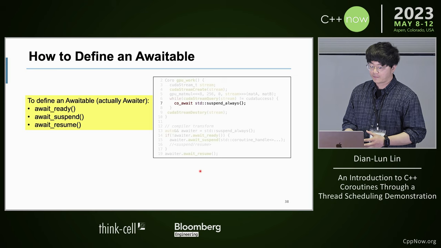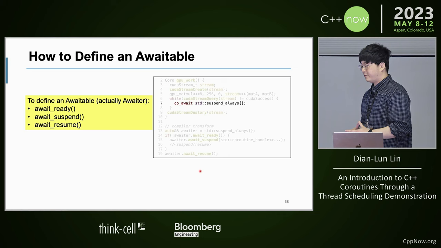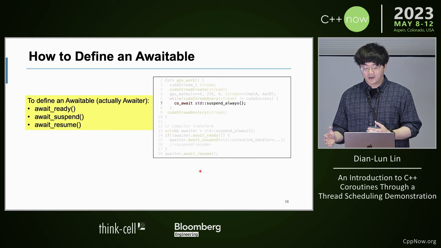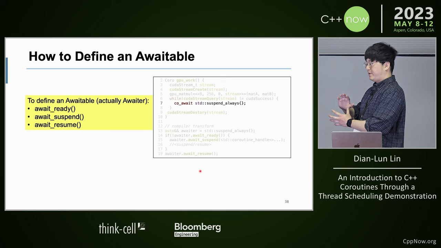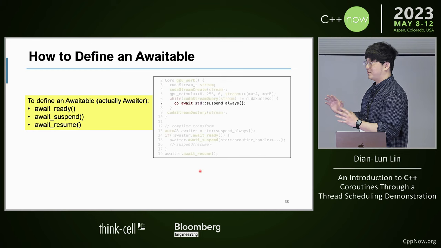How to define an awaitable? To define an awaitable, you need to define three things: await_ready, await_suspend, and await_resume. By a stricter definition, an awaitable provides you an operator co_await, and it is the awaiter that needs to define these three functions. But they're so similar that in this talk, I'll just use awaitable.